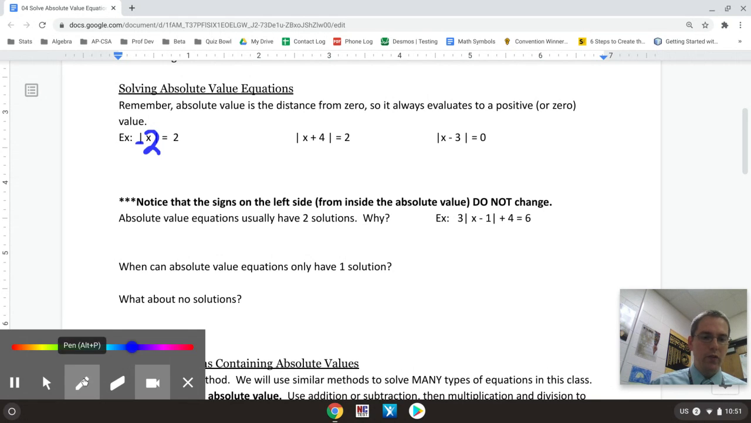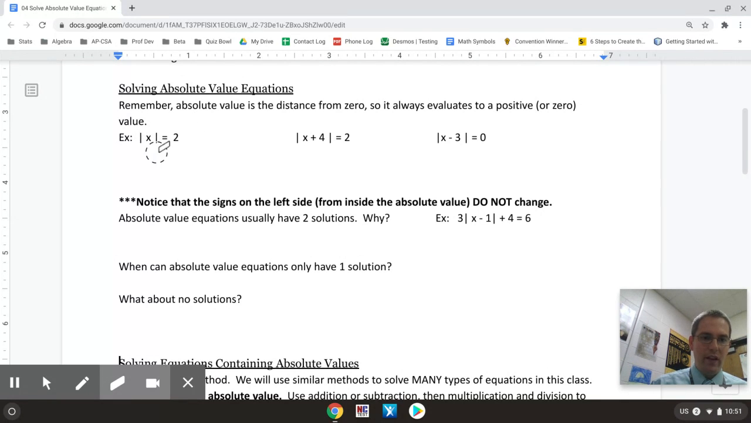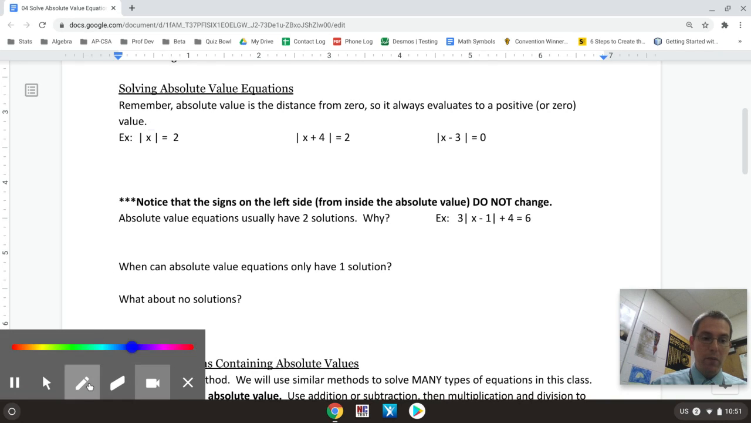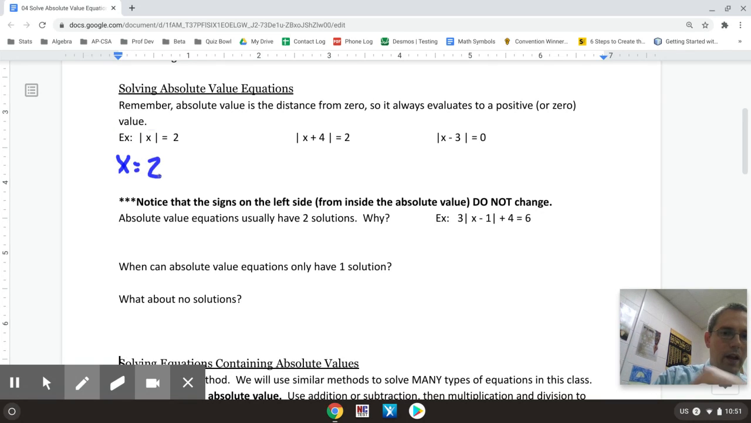So that means when I go to solve this equation, I'm actually going to basically write two separate equations, one for the positive side and one for the negative side. So in this case, I'm going to have x is equal to 2, and I'm also going to have x is equal to negative 2.